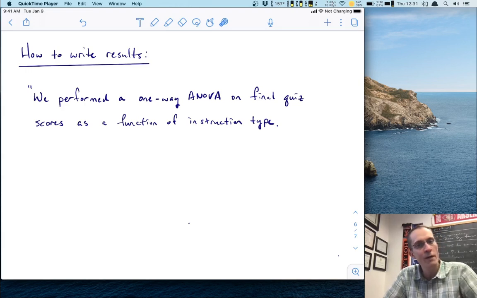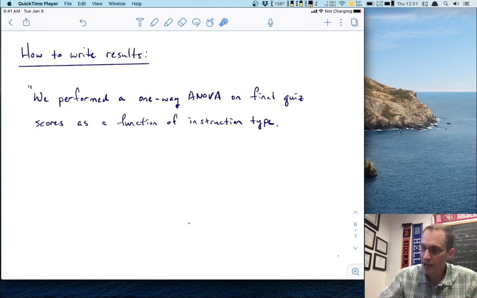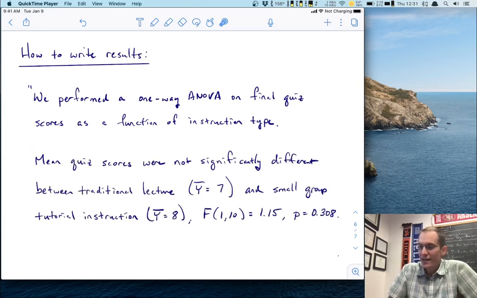We performed a one-way ANCOVA on the final quiz scores as a function of instruction type. Right? That was the first thing we did, and what we discovered about that is that the mean quiz scores were not significantly different between the traditional lecture, which had a mean of 7, and the small group tutorial instruction, which had a mean of 8. And then after that, of course, we write the statistics that back up that statement. So there's the ANCOVA and what we found.